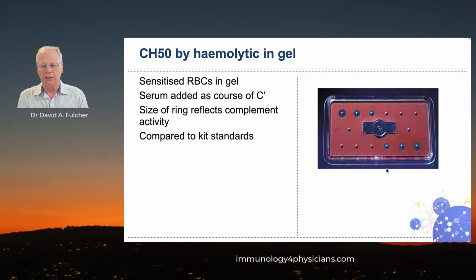So you then compare with standards to try and work out what the number is, and that will give you a clue. Obviously, if you look at these ones, you can see where lysis is occurring, and you can see where lysis is not occurring, and those ones would be perhaps of concern. Just as an aside, remember that the most common reason for an abnormal CH50 is that the specimen deteriorated in transit.